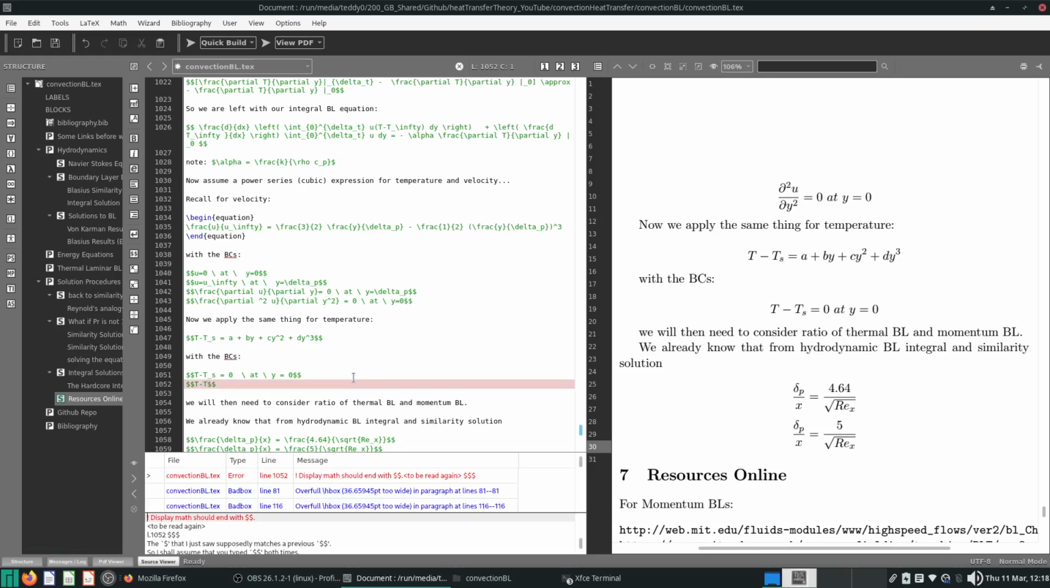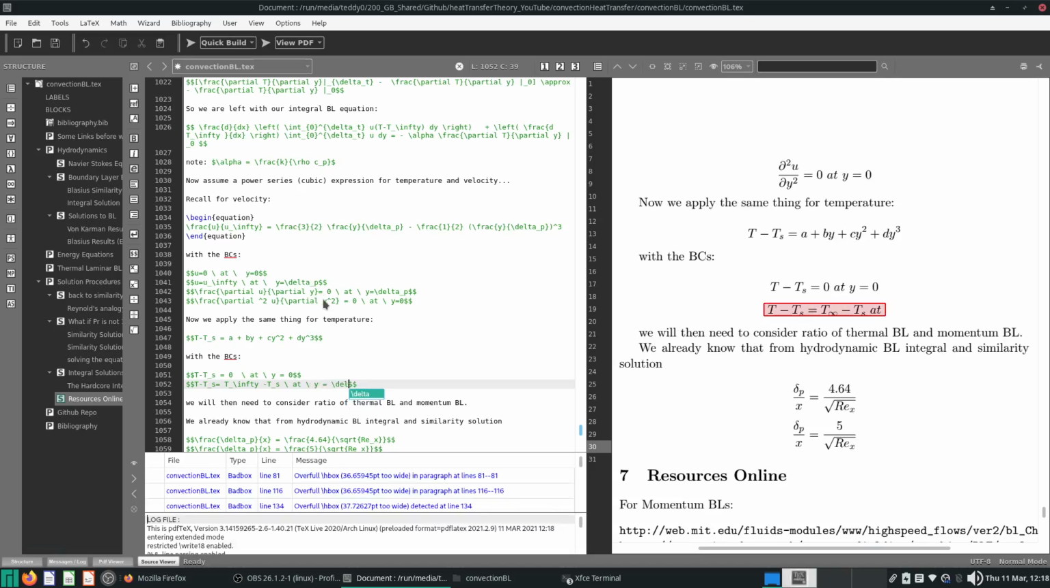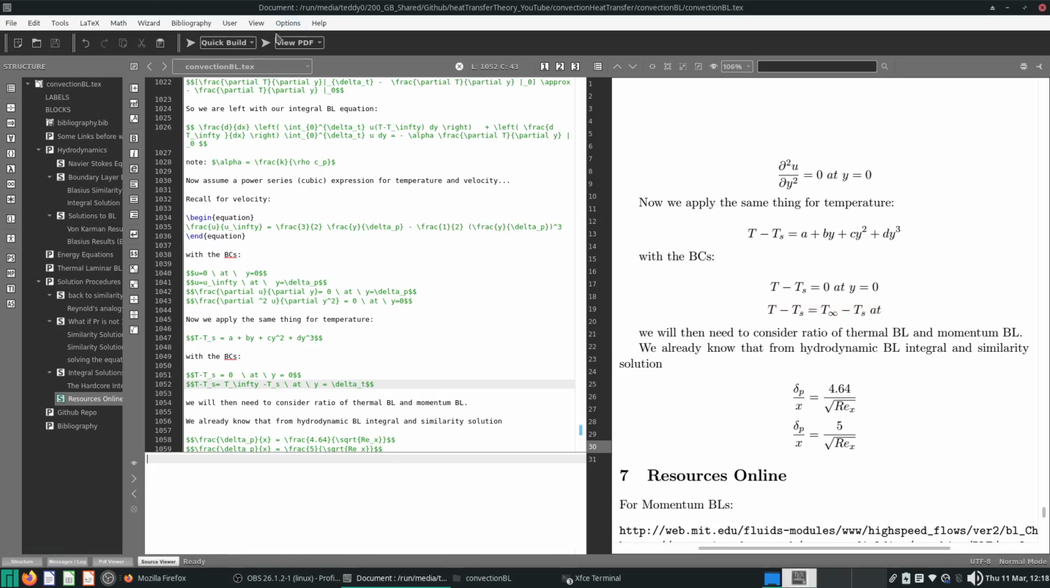Let's try the next one. T minus Ts equals T infinity minus Ts at y equals delta T. So let's see whether this works. T equals T infinity at the edge of the boundary layer. That also checks out.